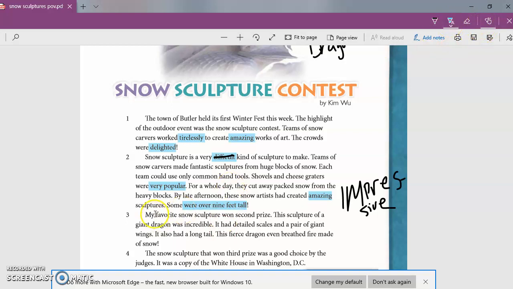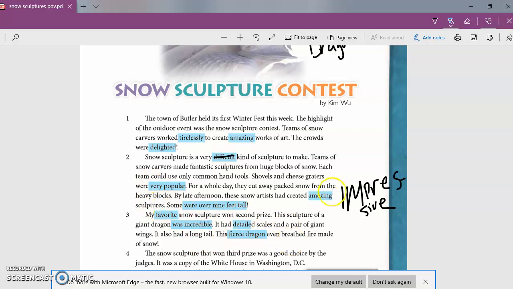Okay, so those describing words, my favorite. So we know that this is an opinion, not a fact. So this is our point of view. It was incredible, detailed, fierce dragon.